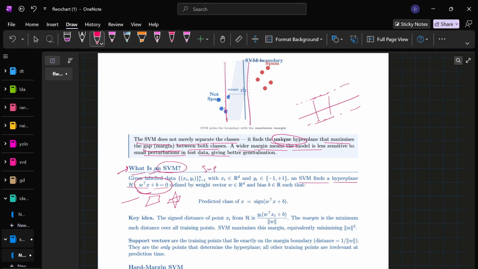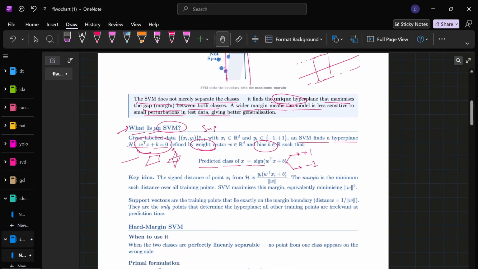Now the equation for the hyperplane looks like W transpose X plus b equals 0. Here W is the weight vector, X is the input features, and b is the bias. Prediction is done using the sign of W^T X plus b. If the output is positive, then the class becomes +1, and if negative, then the class becomes -1.